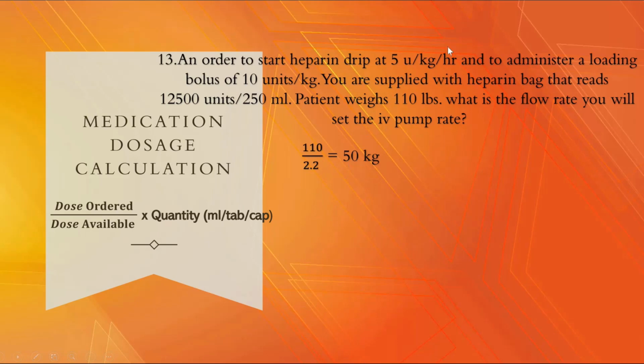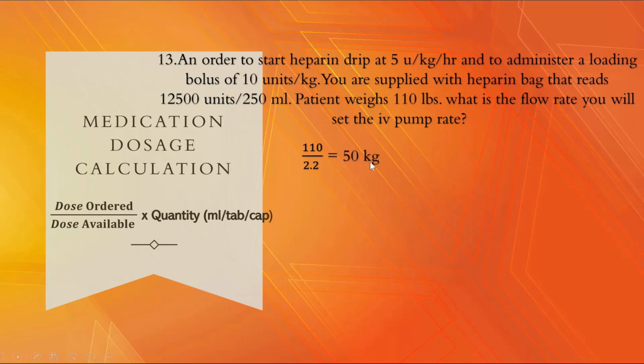Now you have to find the ordered dose. Again, there are two orders: to give heparin drip at 5 units per kg per hour and to give a bolus of 10 units per kg. But this question is asking for flow rate. If the question was how much loading bolus will you give, then the ordered dose will be 10 units per kg. But the question is what is the flow rate, what you will set in the pump. So the ordered dose is 5 units per kg per hour. So remember, this can be a distraction factor.